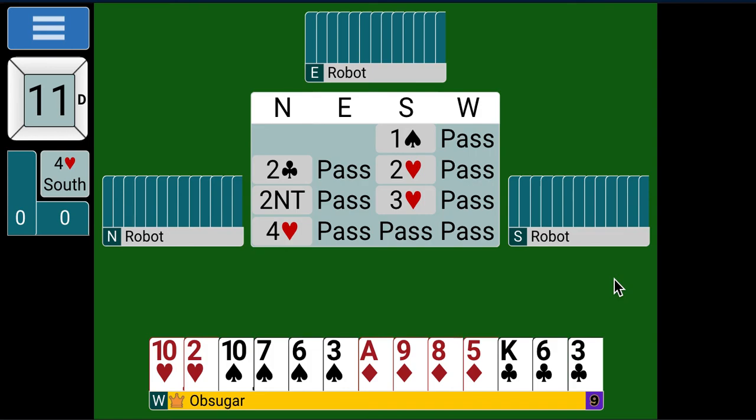Okay. Now let's play some defense. He's got 3 minor cards, and he's 5-5 in the majors. What do you want to lead? Right? To beat the contract, in other words, what are you going to lead?